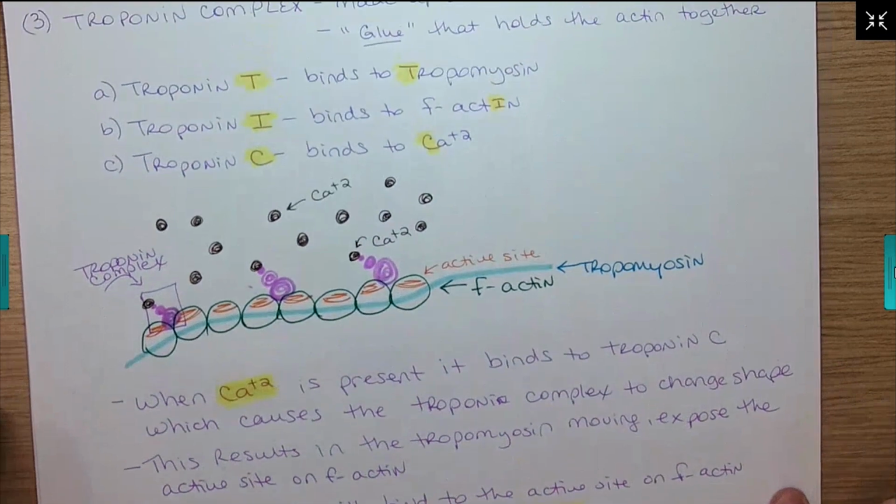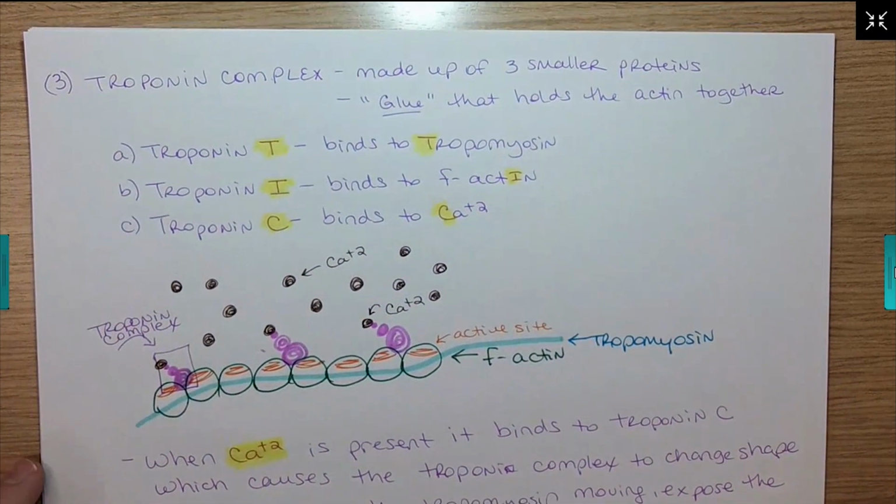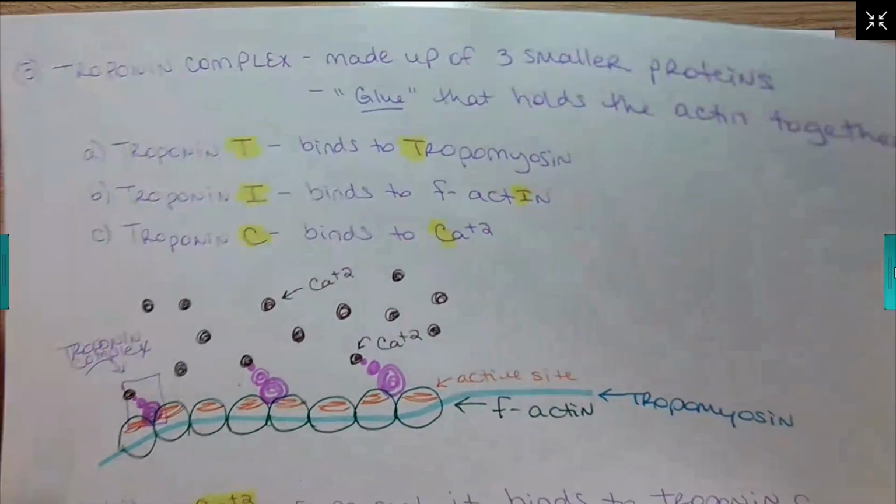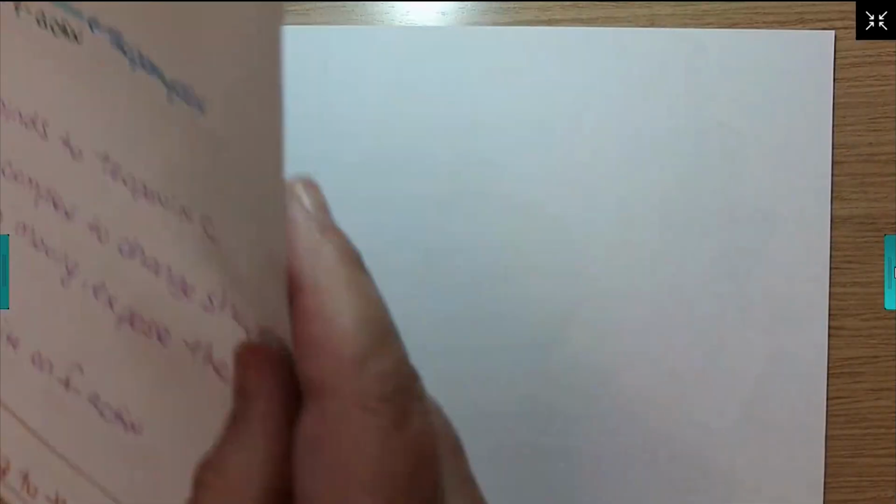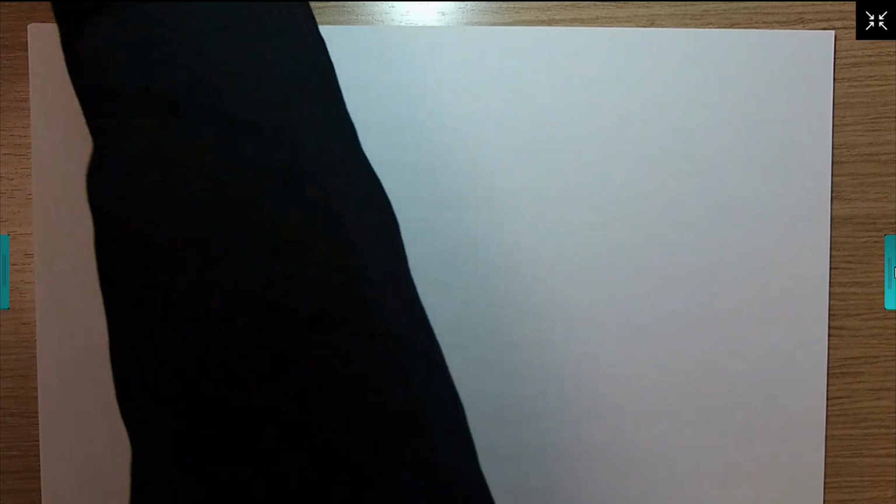Okay, wow. So those are your three molecules that make up the actin thin filament. Now let's take a look at the myosin filament. Does anybody have any questions about that before we go on to the myosin? Okay.